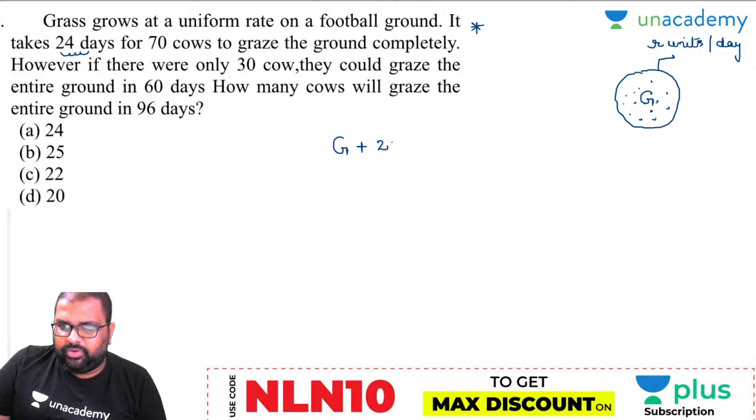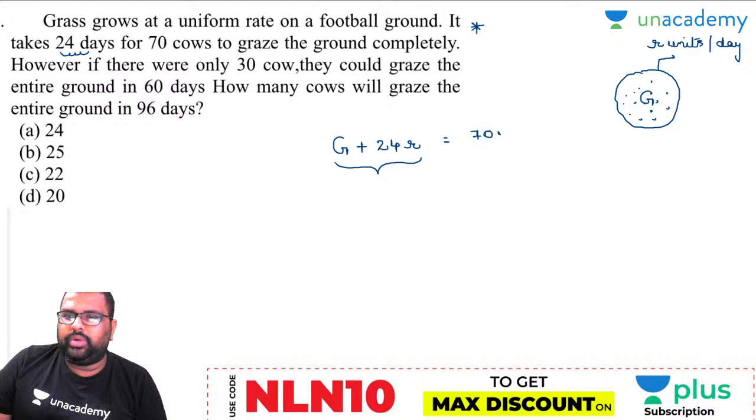So, for 24 days, grass grows at R units per day. Now, this is the total amount of grass available on the ground. Now, this will be grazed by 70 cows for how many days? 24 days. Am I right or wrong? So 70 cows, 1 day, totally 24 days. Now this is the equation. If you frame the same equation, then automatically you'll get the answer.